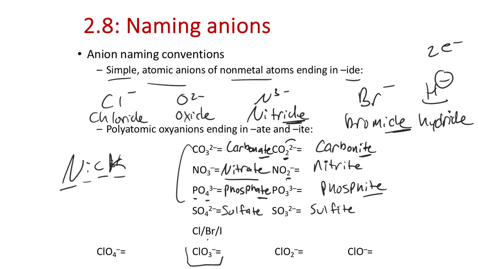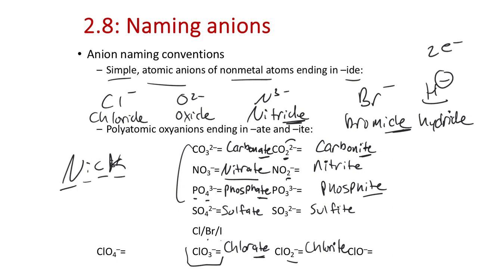And then chlorine, bromine, and iodine share a system where they will actually form 4 different common oxyanions. The one in the middle is still the ate, so this would be chlorate. The most commonly found chlorine oxyanion would have 3 oxygens with a minus charge. If you take one away, just like you would expect, this would be chlorite.